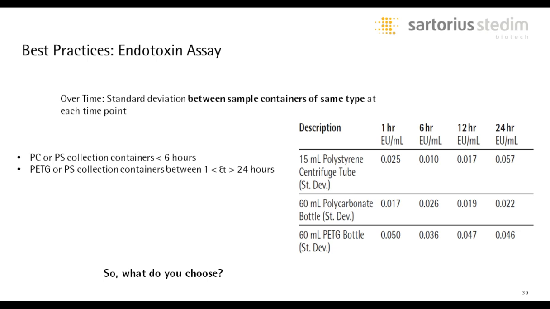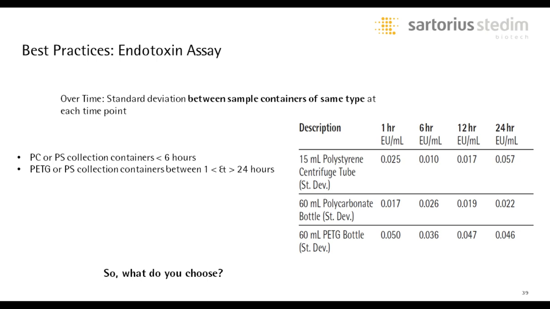Well, going back to the data, we looked at the differences between the individual sample containers of the very same type at each time point prior to their being pooled, which is what the other data was. So using the standard deviation, here we can see that polycarbonate and/or polystyrene collection containers provide more accurate results when the samples are assayed before 6 hours have elapsed, which again is consistent with the earlier results we saw, and that PETG or polystyrene collection containers appear to be the best when the assay is performed anywhere from 1 to 24 hours after the sampling event.